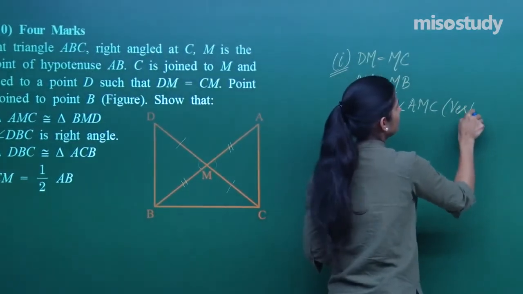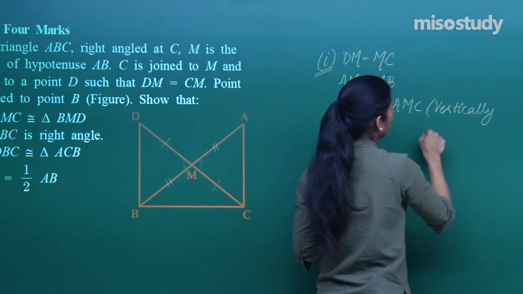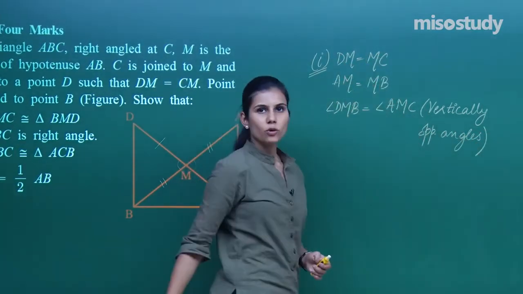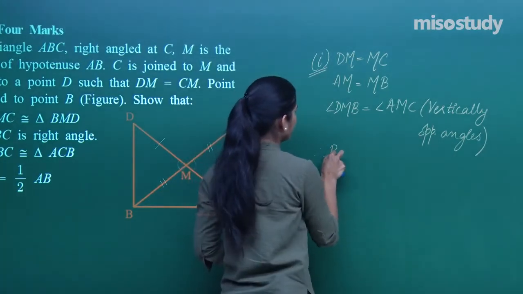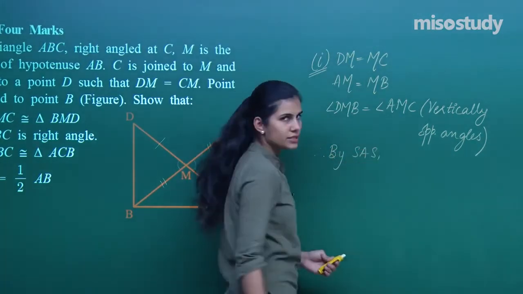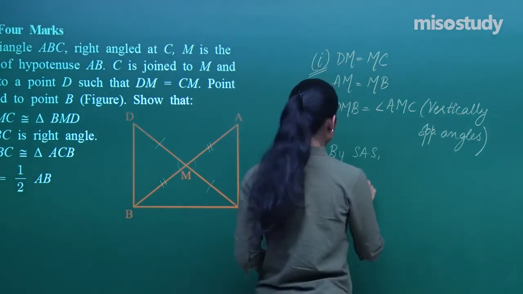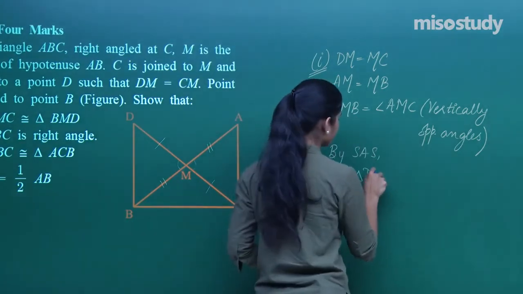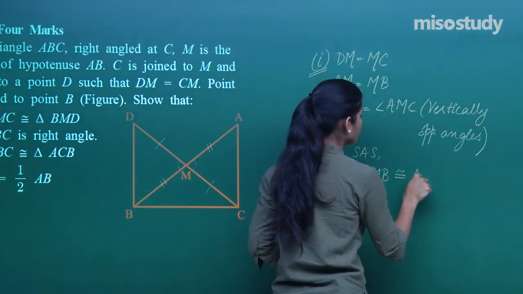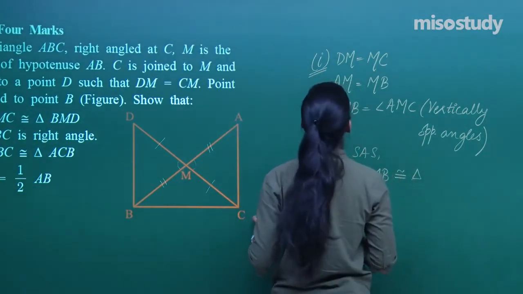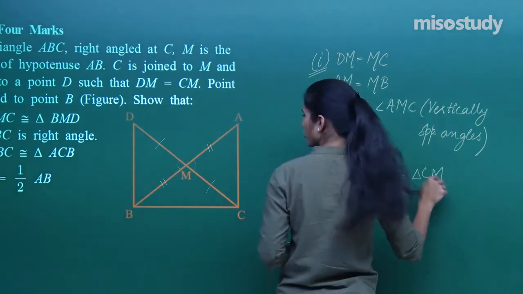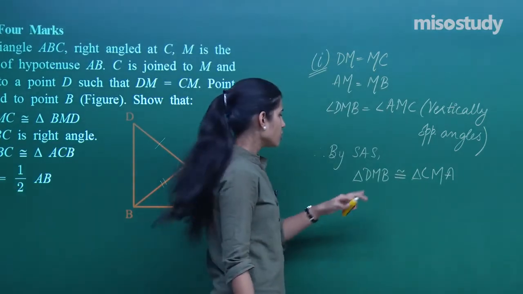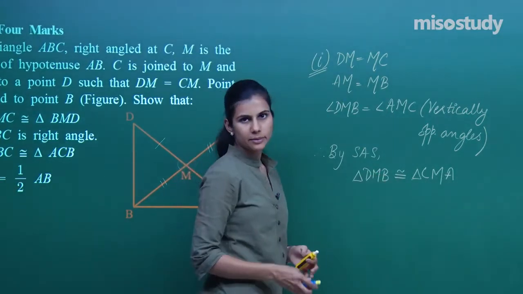Why? Because they are vertically opposite angles. And this was given to me in the question. Therefore, by SAS congruence rule, I have triangle DMB is congruent to which triangle? D is going to correspond to the vertex C, M will be corresponding to vertex M and B will be corresponding to vertex A. So I have triangle DMB is congruent to triangle CMA.